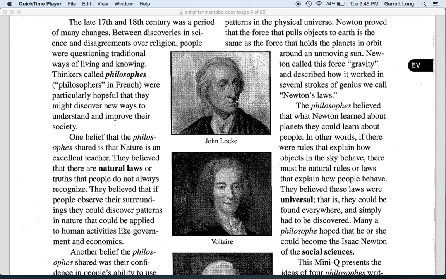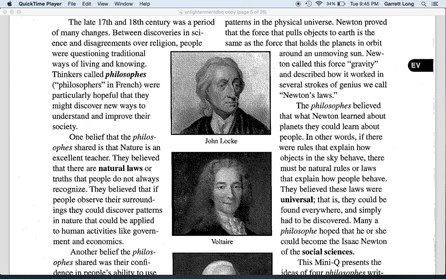Once again, please write down in the margins, people can learn from their surroundings. They believed that if people observed their surroundings, they could discover patterns in nature that could be applied to human activities like government and economics. Please highlight observe their surroundings, they could discover patterns in nature. Also highlight human activities, and then highlight government and economics.